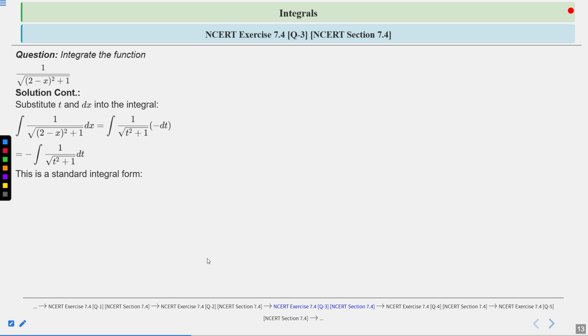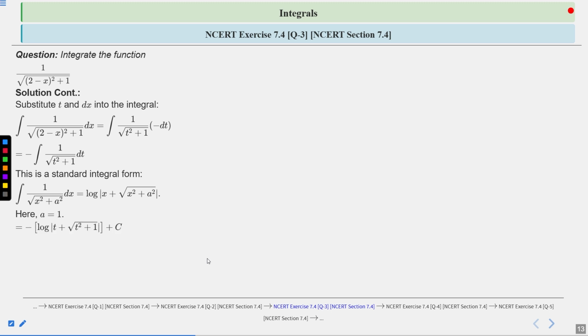This is a standard integral form. So we can write the integral of 1 upon root over x square plus a square dx is equal to log mod x plus root over x square plus a square. We know the value of this standard integral. So what can we apply now? Here you can observe that a is equal to 1.